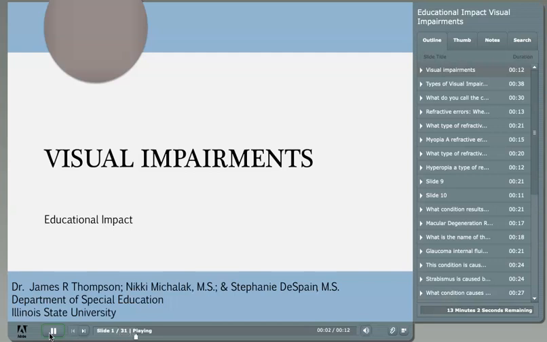How do you think visual impairments impact education? As we proceed with this lesson, think about the various conditions and how they could affect education.